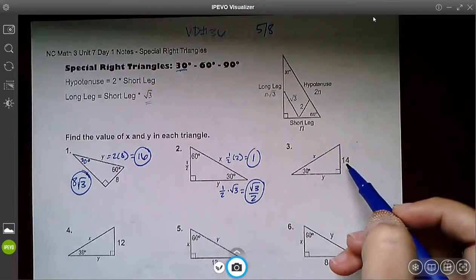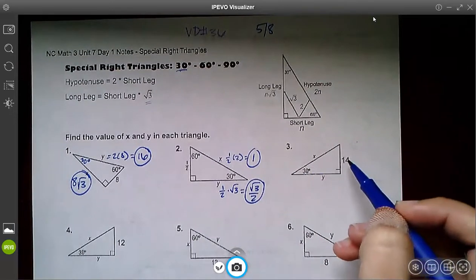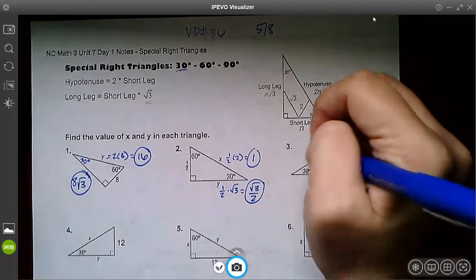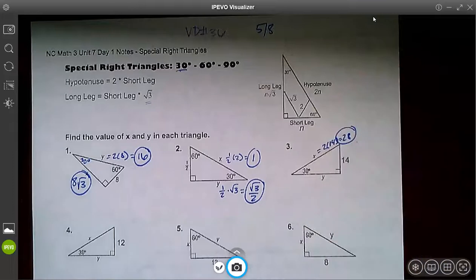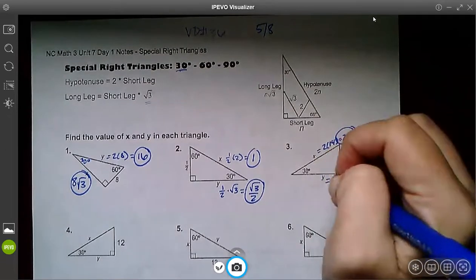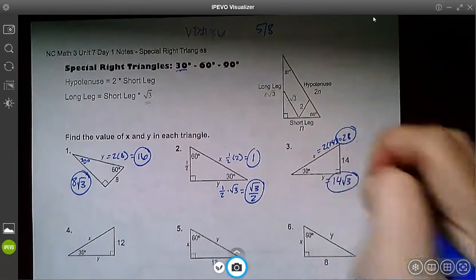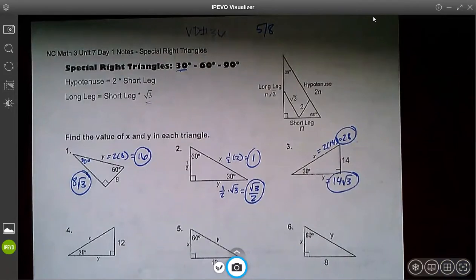Number 3, our short leg is 14. So we're doubling that for our hypotenuse, 28. And we're taking our short leg and multiplying it by the square root of 3 to find our long leg. So 14 root 3. When you are given the short leg, that's obviously the easiest way to find your leg lengths.